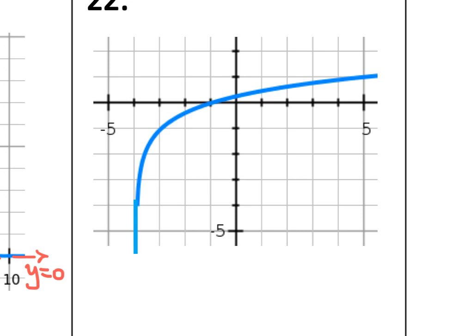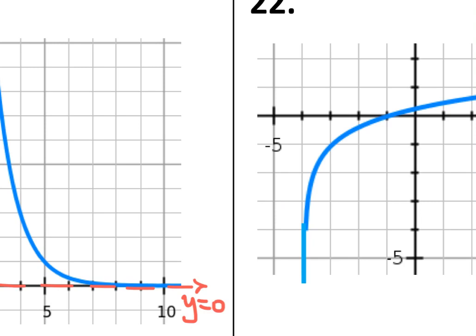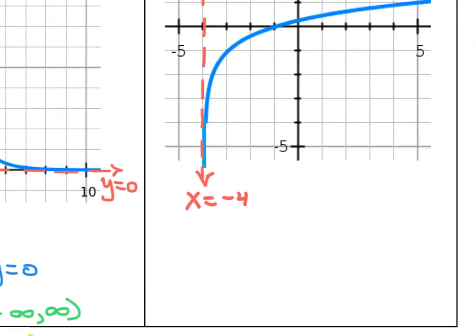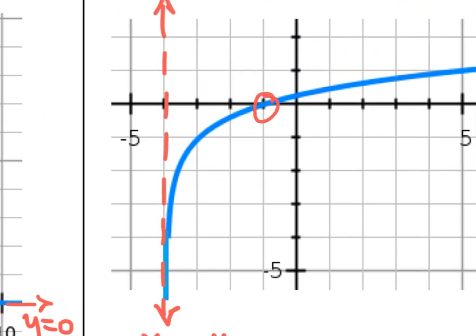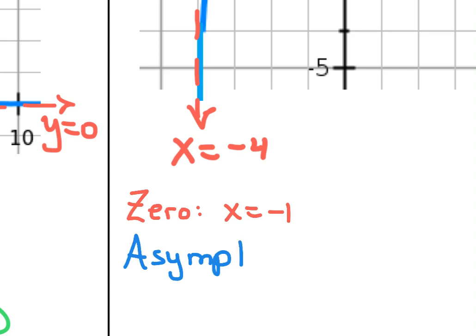And so you can assume that this is a logarithmic function, and that it has an asymptote right here, and that is x equals -4. So my answers to the questions: here's the x-intercept at -1, so I've got a 0 at x equals -1. I've got an asymptote, like we just said, at x equals -4.